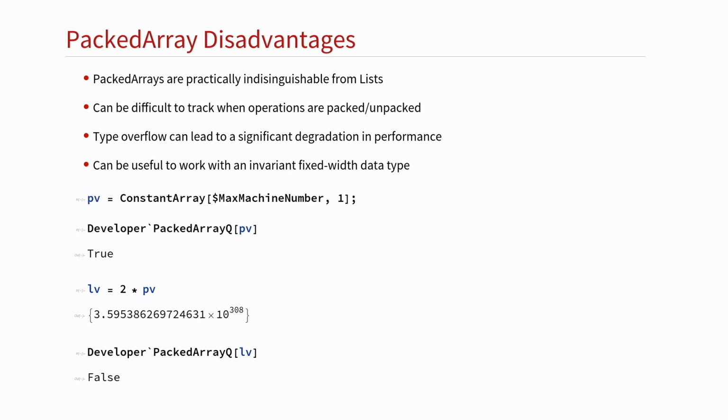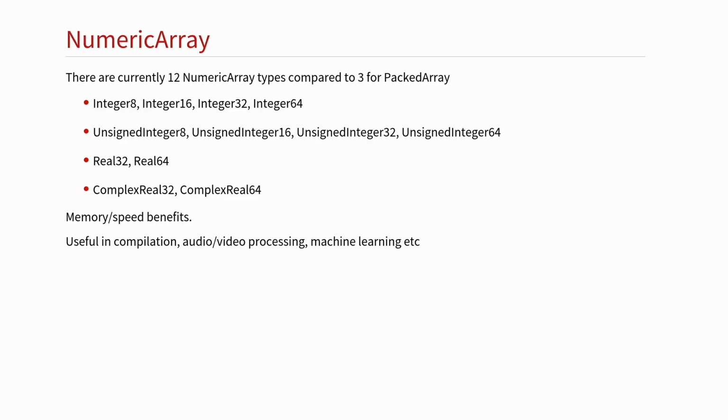So here's an example where I make a packed array containing the maximum machine number. Okay, this confirms it's a packed array. Then I multiply it by 2. An exception's generated. That number can no longer fit as a machine real number. And Mathematica switches to arbitrary precision to compute this result. Okay, so I've switched out of the realm of a machine array into the realm of a list. And all that stuff has gone on behind the scenes. So it makes for a good system integration, but it makes for a non-constant running time, because obviously this arbitrary precision computation is much, much slower than the machine precision computation.